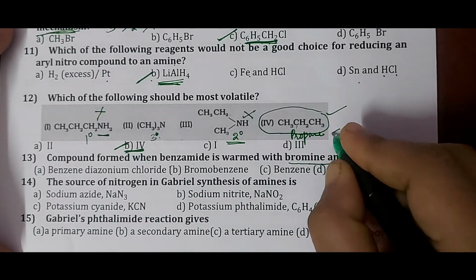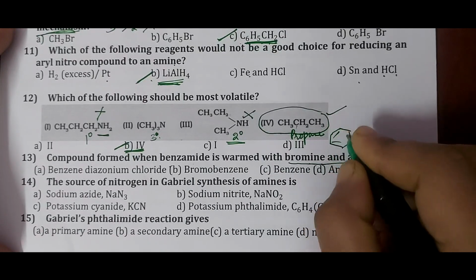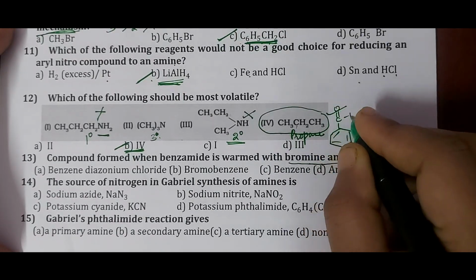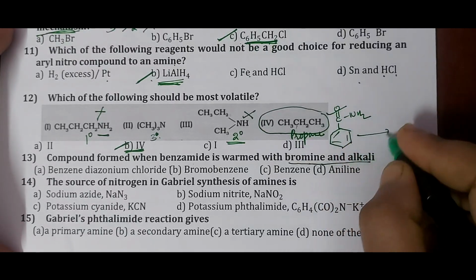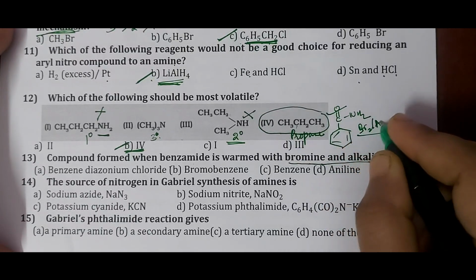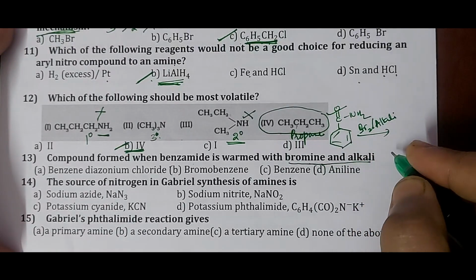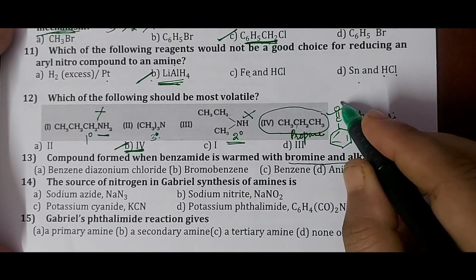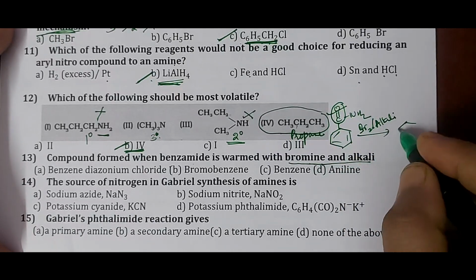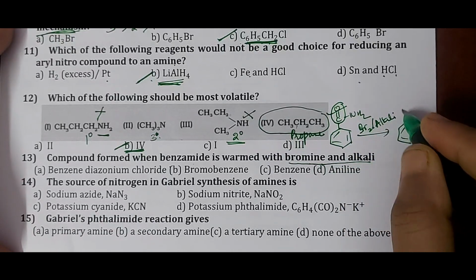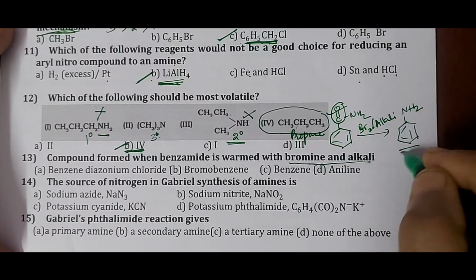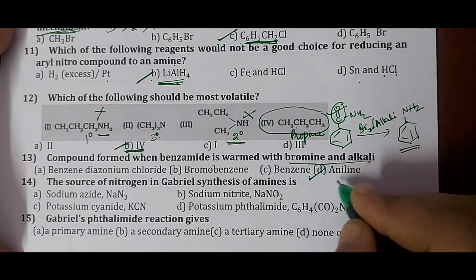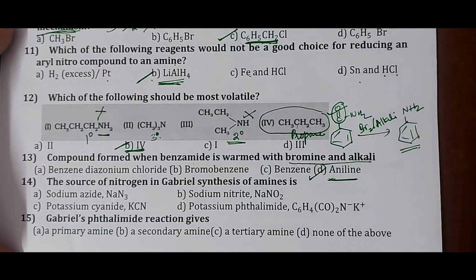So formula of benzamide is C double bond O NH2. So when you take a mixture of bromine and alkali, remember it is Hoffman bromamide. Whenever it is Hoffman bromamide, the carbonyl group is removed and you get the resulting product as a primary amine, and here you get it as aniline. Hence the correct answer is option D, aniline.